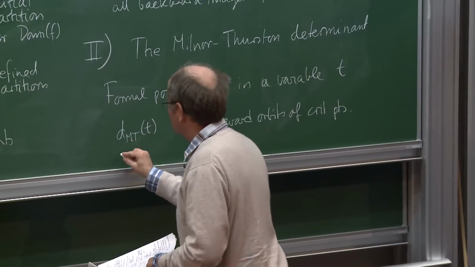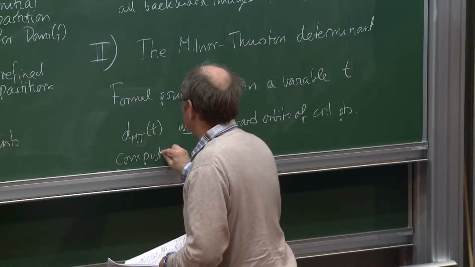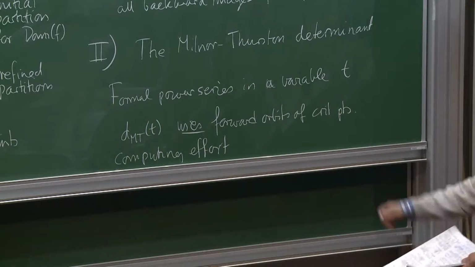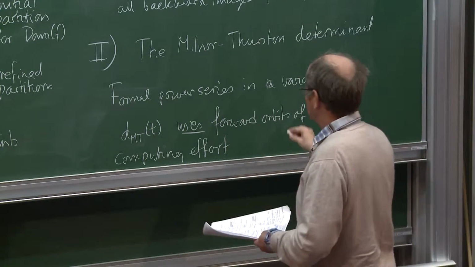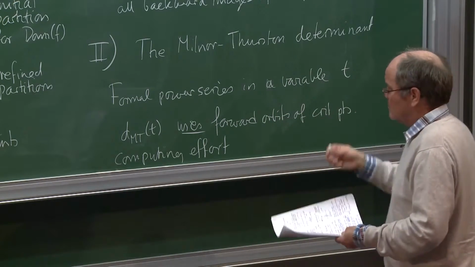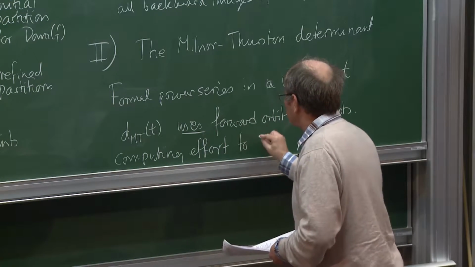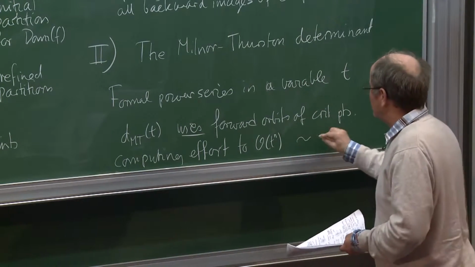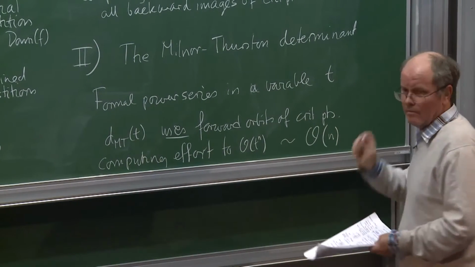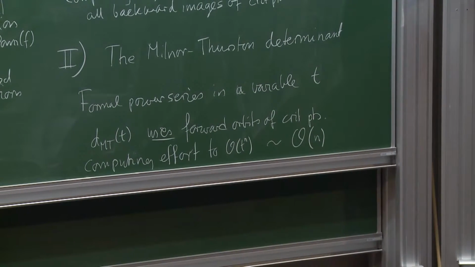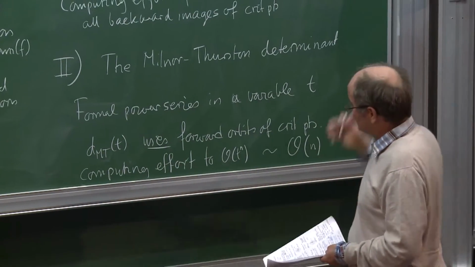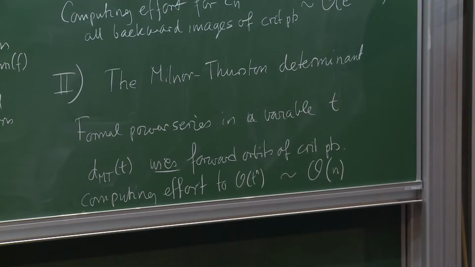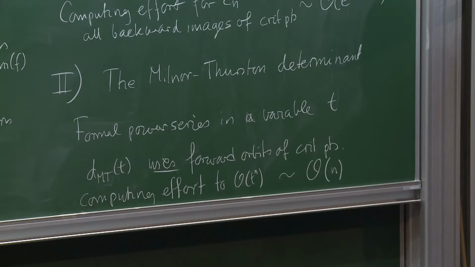So if I look at computing effort here, it is much less than in the first case, because it uses just the forward orbit. So if you want to get to order t to the n, say, in this determinant, the computing effort would be of the order simply of n. So instead of having a computing effort growing exponentially, here you just have a linear growth, and they would actually get the same precision in the determination of the topological entropy.